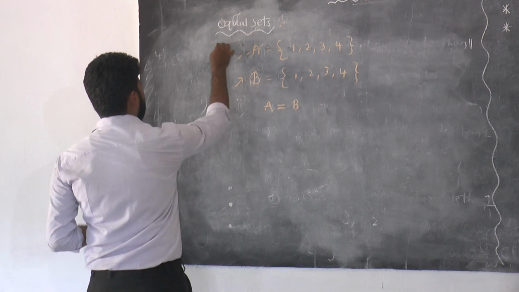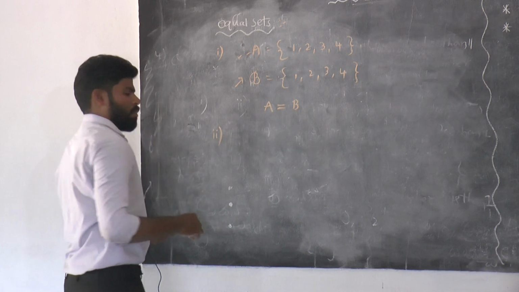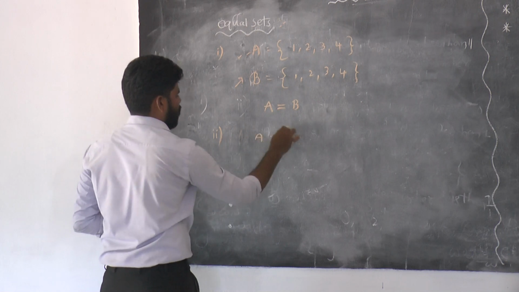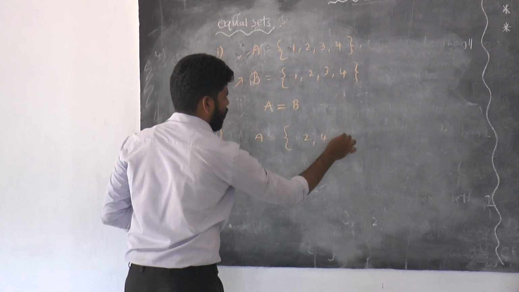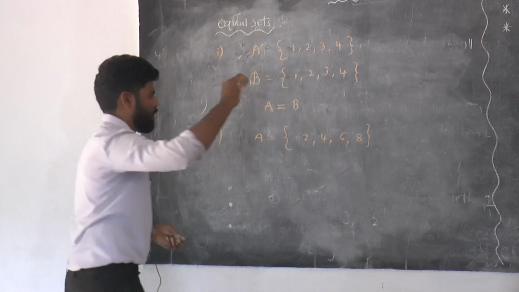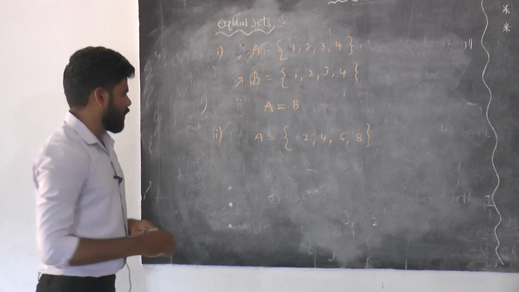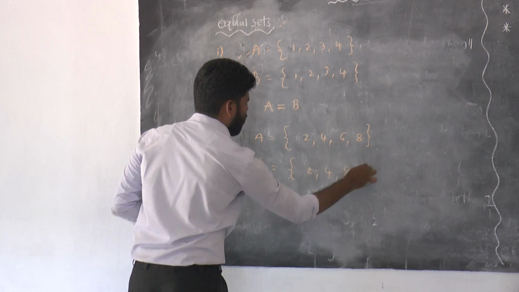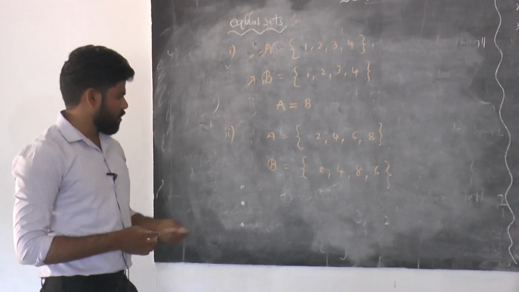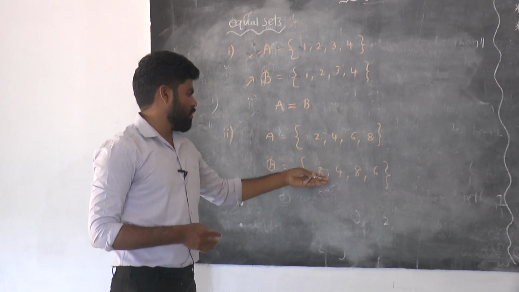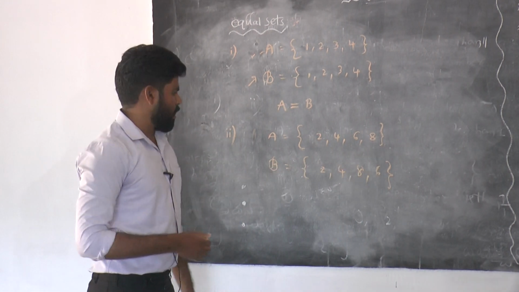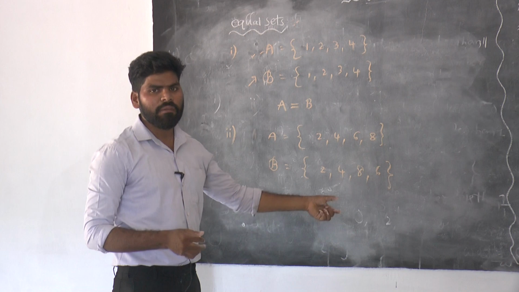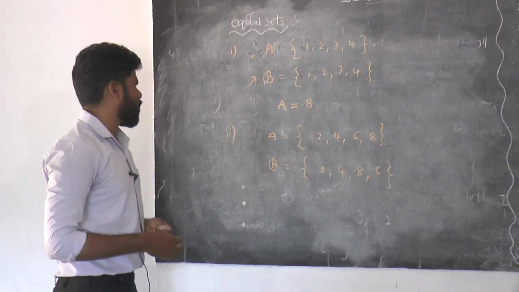Let's take one more example. A is equal to 2 comma 4 comma 6 comma 8, the even natural numbers less than 10. B is equal to 2 comma 4 comma 8 comma 6. So here also B is the even natural numbers less than 10. So A and B have the same elements. That's why A and B are called equal sets.